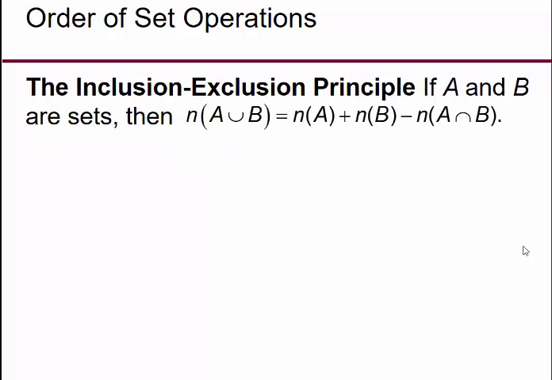Now, the inclusion-exclusion principle. If A and B are sets, then the cardinal number of the union of A and B is equal to the cardinal number of A plus the cardinal number of B minus the cardinal number of A and B. Now, for those of you who have taken stats, this should look familiar. This is a formula that we learned in probability. The probability of A or B is equal to the probability of A plus the probability of B minus the probability of A and B.